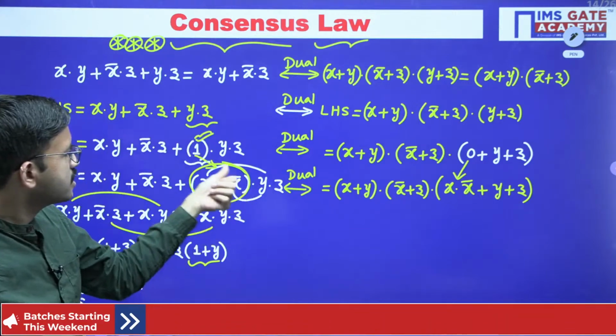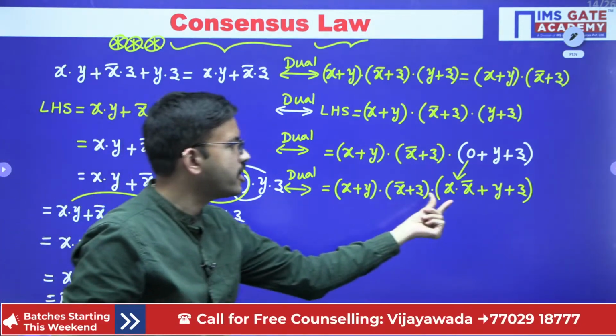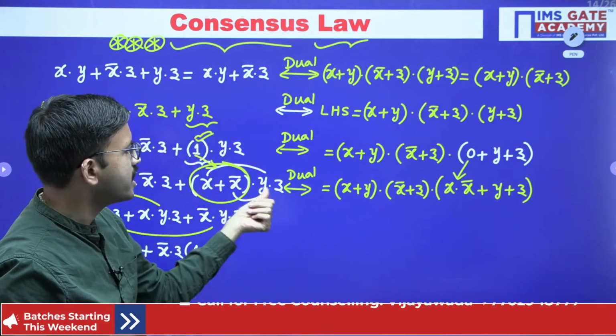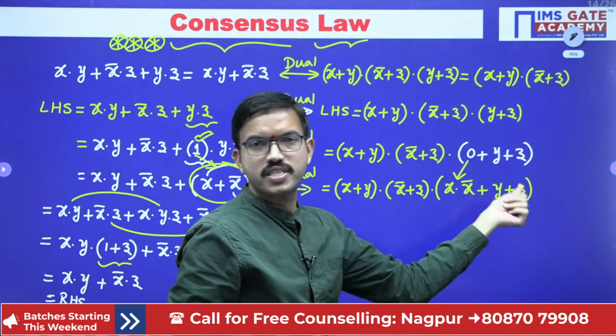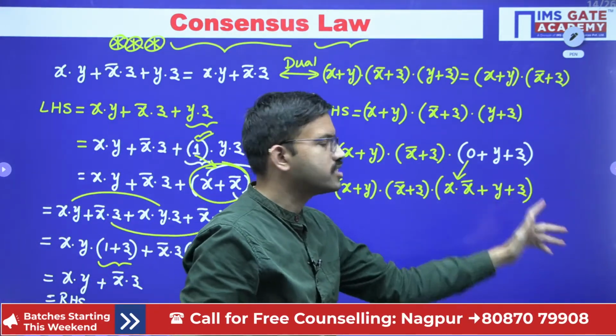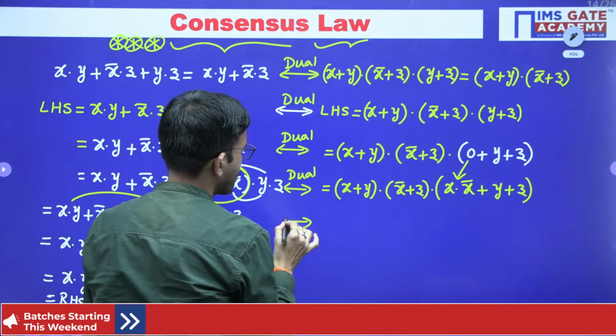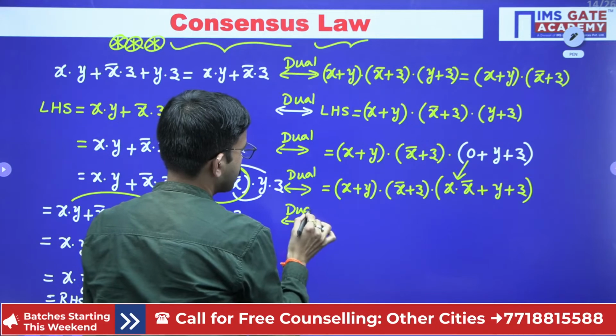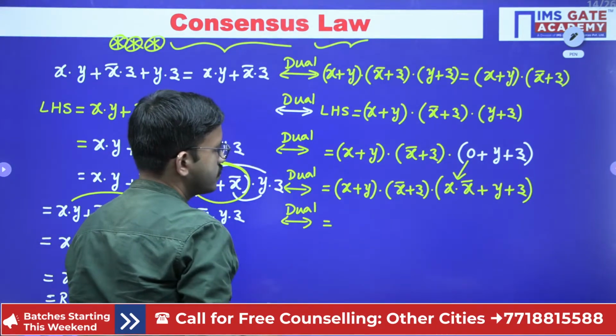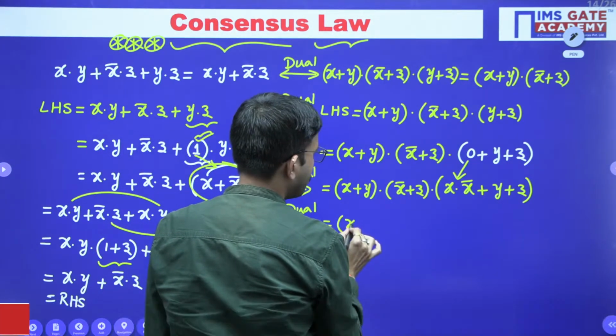See, x plus x bar, here you are having dual is x into x bar. After that logical and y and z. So logical or y plus z. Logical or among y and z. Correct? Okay. Proceed further. So here first 2 terms I am copying as it is.